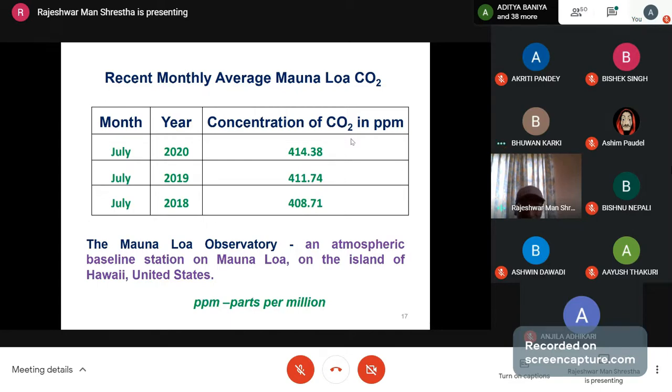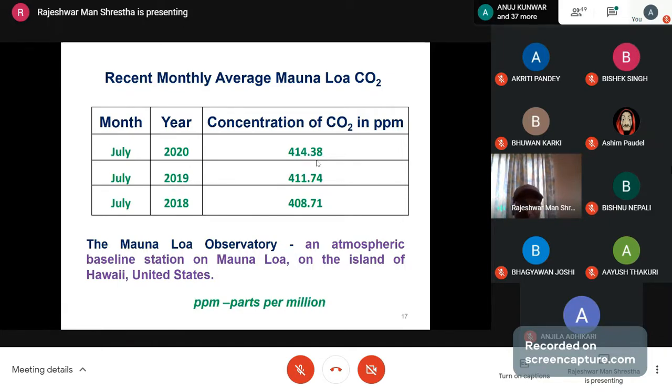And this base station is located on Mauna Loa, on the island of Hawaii. How much should the normal be, how many ppm should it be? 350. The safe limit is 350. But since 1988, that amount has been increasing day by day due to human activities.